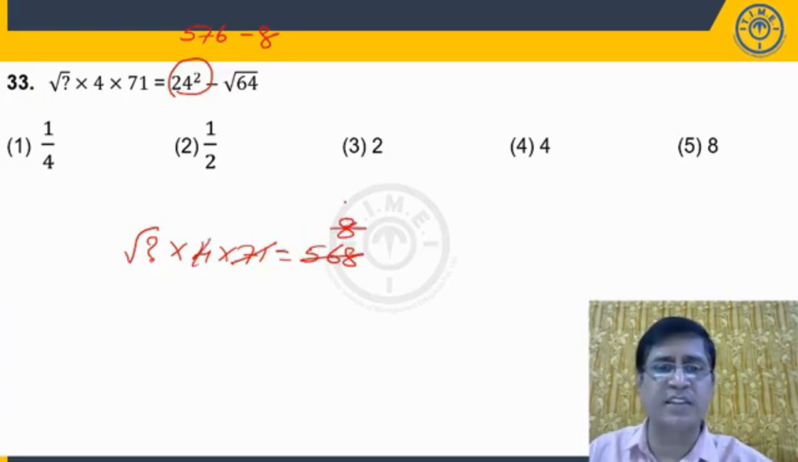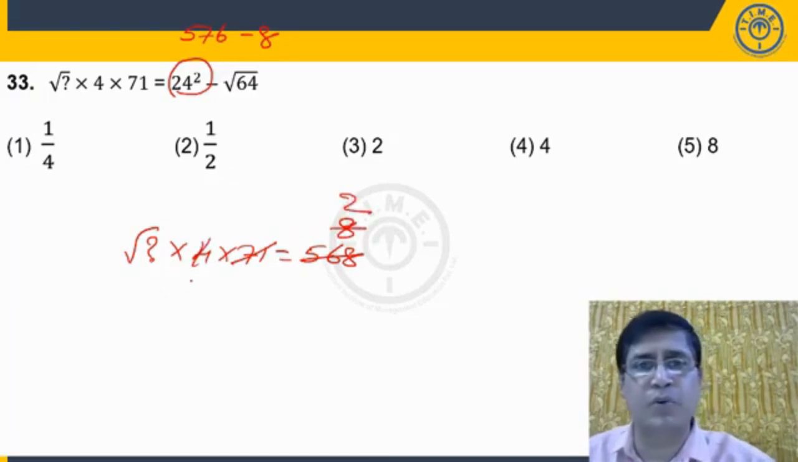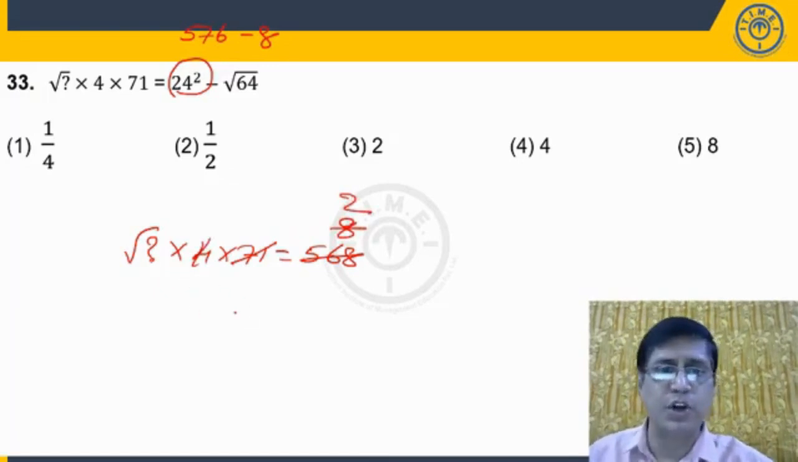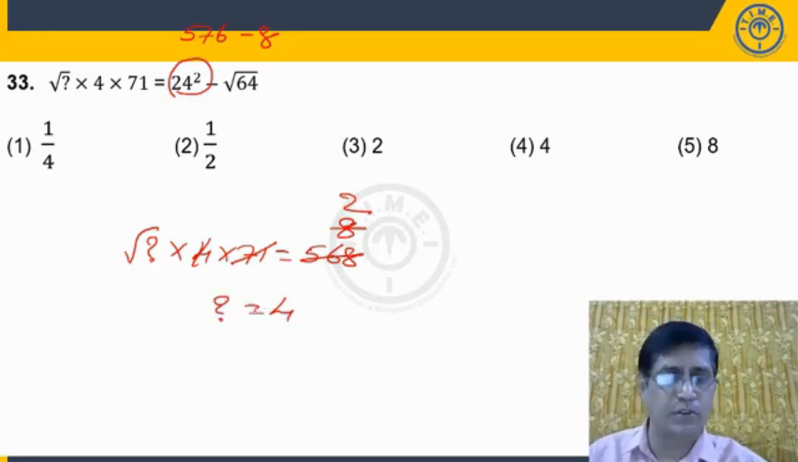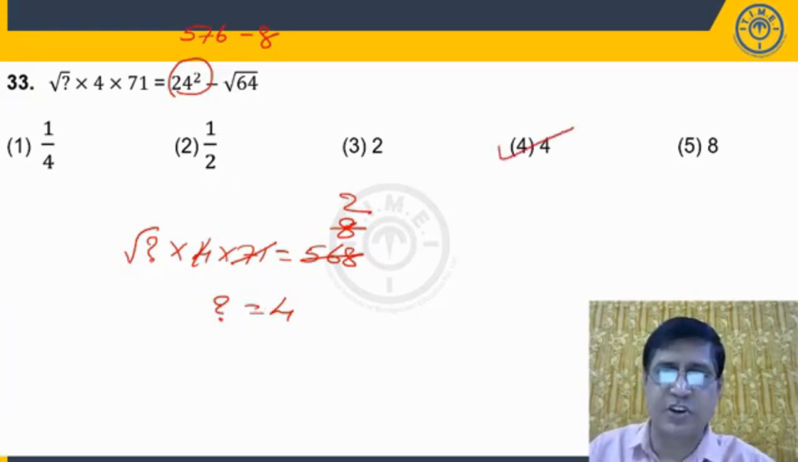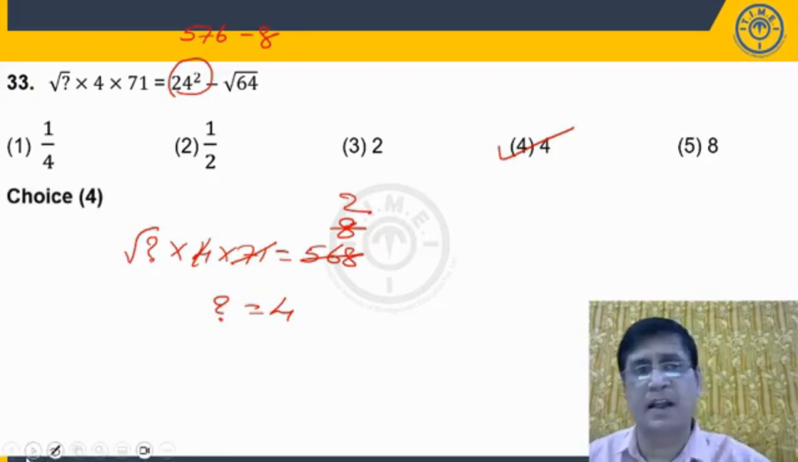Now 4 we can cancel here 2 times. Now square root of question mark is equal to 2. Squaring on both sides, we get the question mark value as how much? 4. So what is the right answer? Answer choice is option number 4. The fourth choice is the right answer.